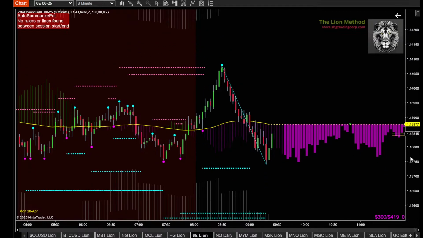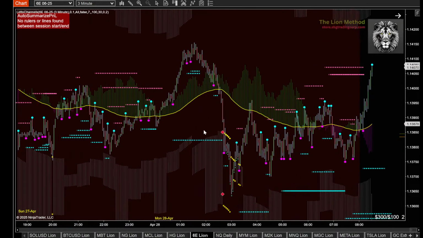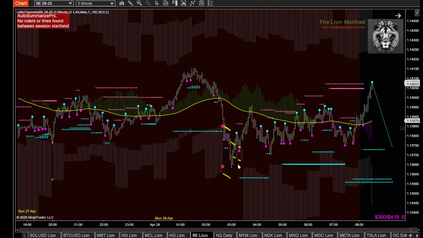Okay, the 6E, love it or hate it. This is the 6E. Here's a trade. So again, this is a classic line oversold trade. We're getting yellow dots, get our red diamonds. We go long right here and we're out here, or we're out at the 100. See that? So both of them are good targets.